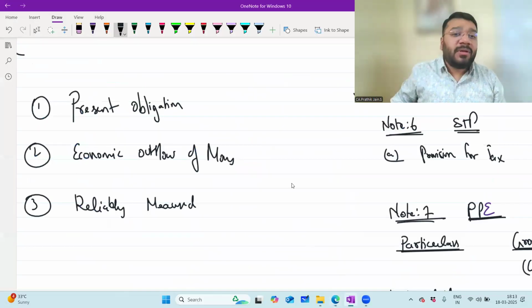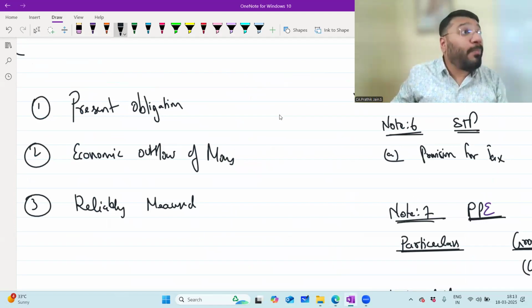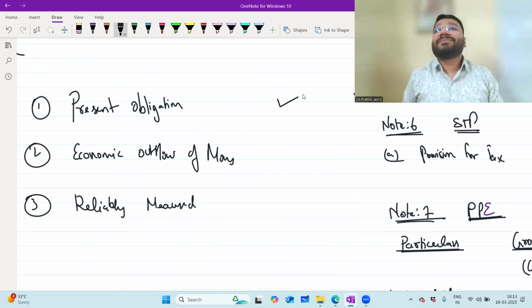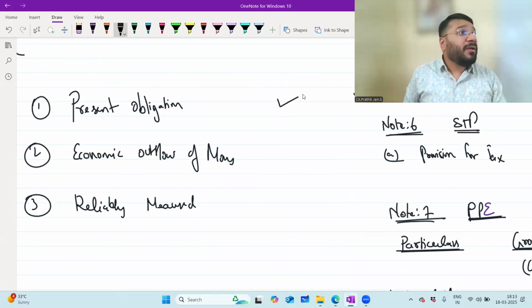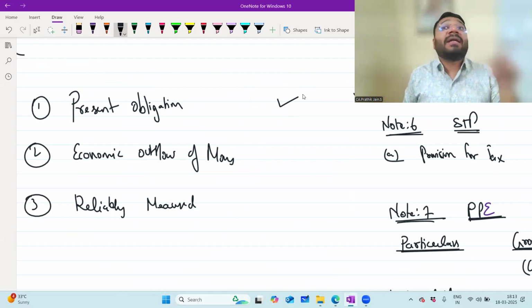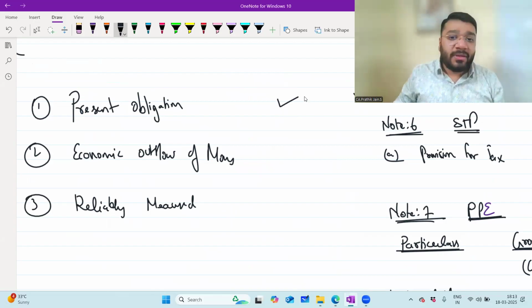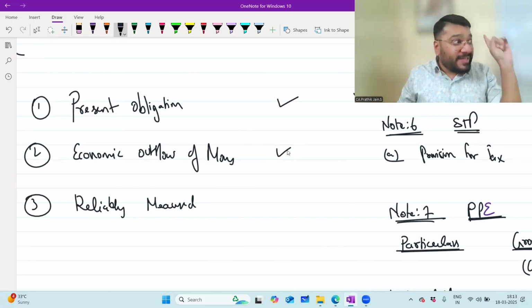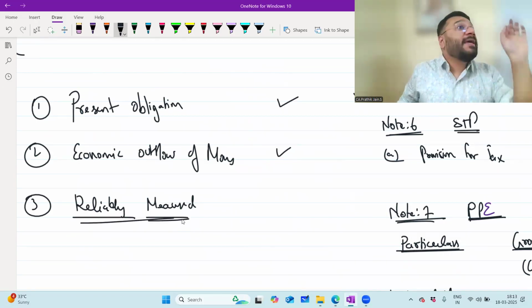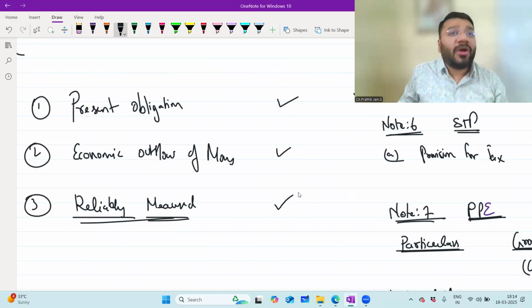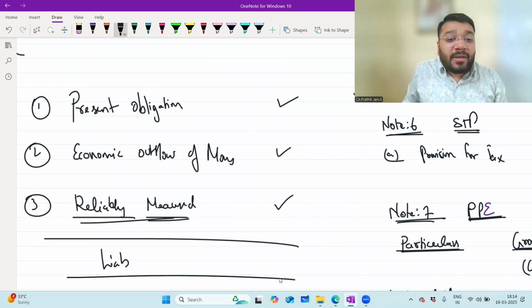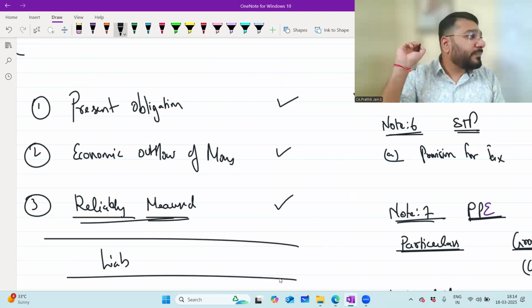So is my first condition, present obligation, satisfied or not? The moment in the AGM the shareholders approve that point, the obligation arises. Second, the moment the declaration happens, within 30 days I am supposed to pay the money. Yes or no? Yes. So outflow is going to happen. And third, do you know the exact amount you're going to pay? Yes. Can you measure that amount reliably? Yes. Accurately? Yes. How much is it? 10 lakh. All three conditions are satisfied. So now this will be called a liability.